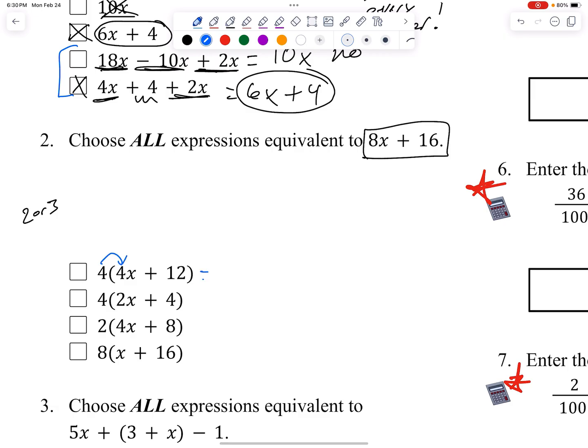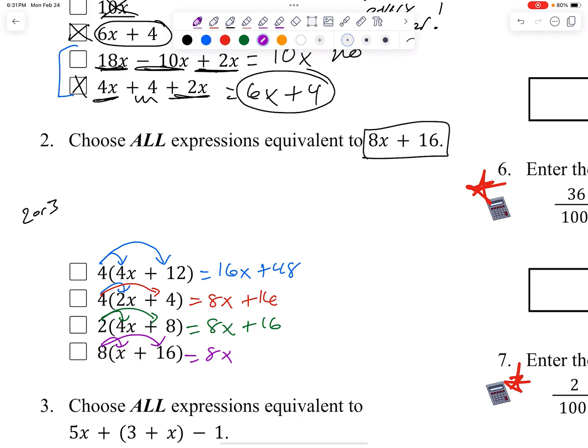So 4 times 4 is 16x. 4 times 12 is plus 48. 4 times 2, I'm using different colors here. 4 times 2 is 8x. 4 times 4 is 16. Then I got 2 times 4, that equals 8x. 2 times 8 equals 16. And then 8 times x equals 8x. 8 times 16, I don't even know what that is. 16 times, and honestly, do I have to do that? It's going to be some big, ridiculous number, right? Can you already tell, is it going to be plus 16?